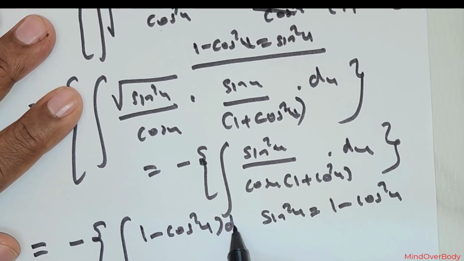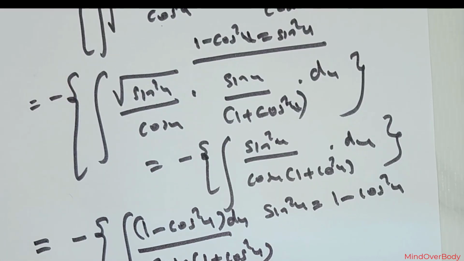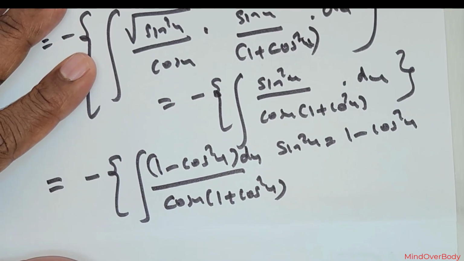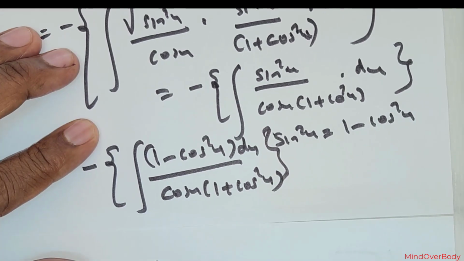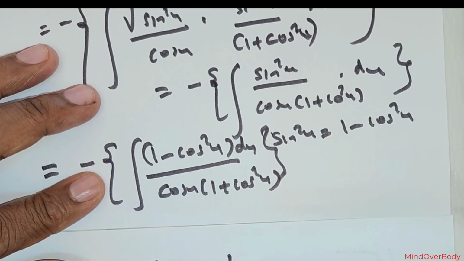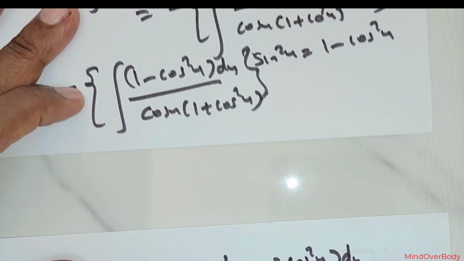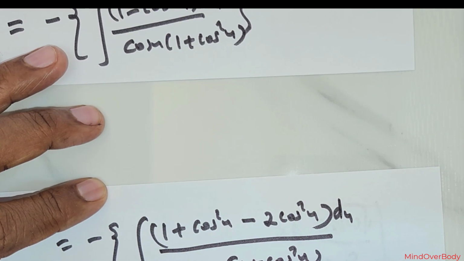Now this is multiplied by du divided by cos u times (1 + cos² u). Okay, let me go to the next slide. Now I want to get rid of this denominator. So what I wish to do is, in this integral, add 1 + cos² u, but I need to get a negative cos² u. So follow it up by adding -2 times cos² u du divided by cos u times (1 + cos² u).